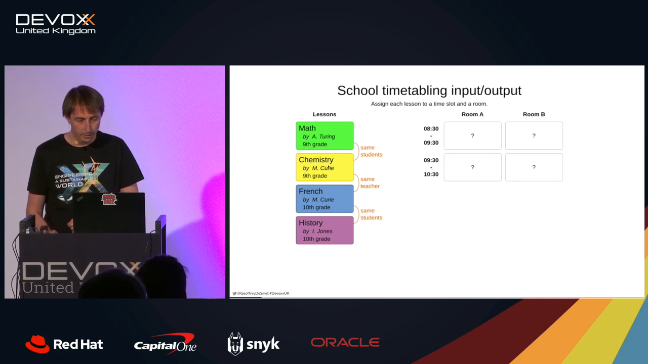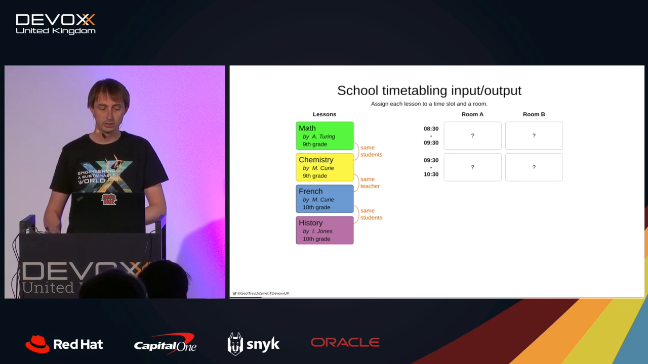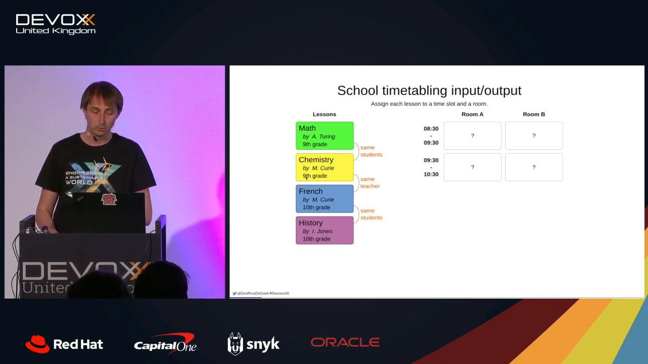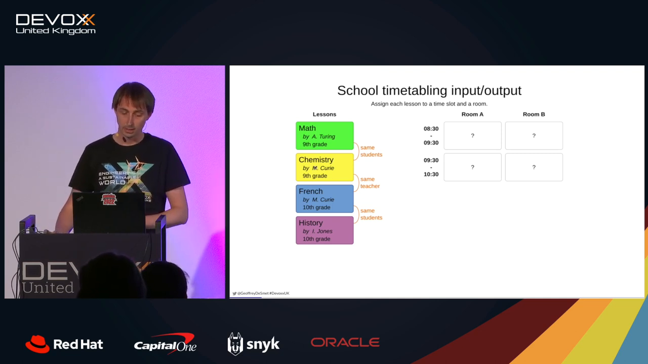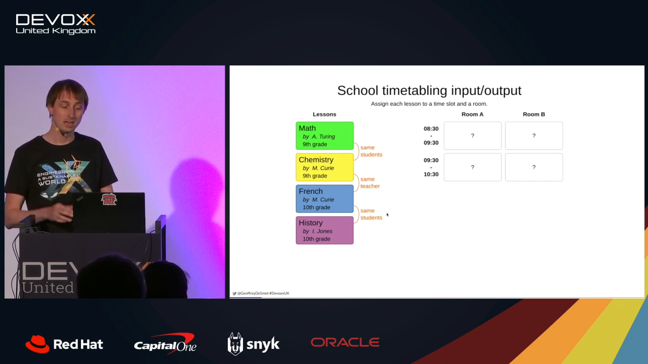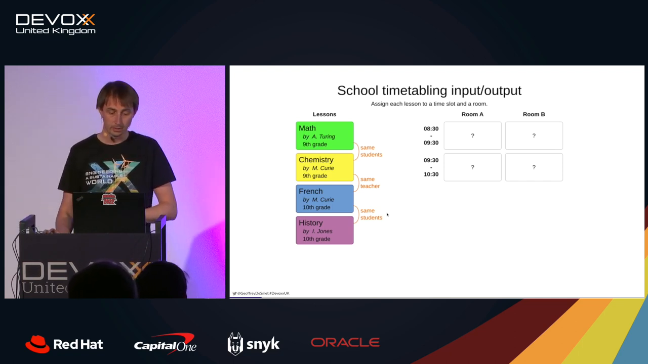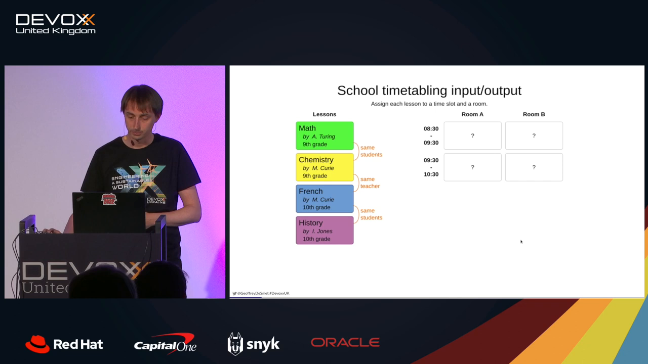Seems simple, except for the fact, of course, that some of these lessons have the same students. For example, math and chemistry are both being taught to the ninth grade, and chemistry and French are both being taught by the same teacher, Marie Curie, and French and history have the same students. So what are we going to do?